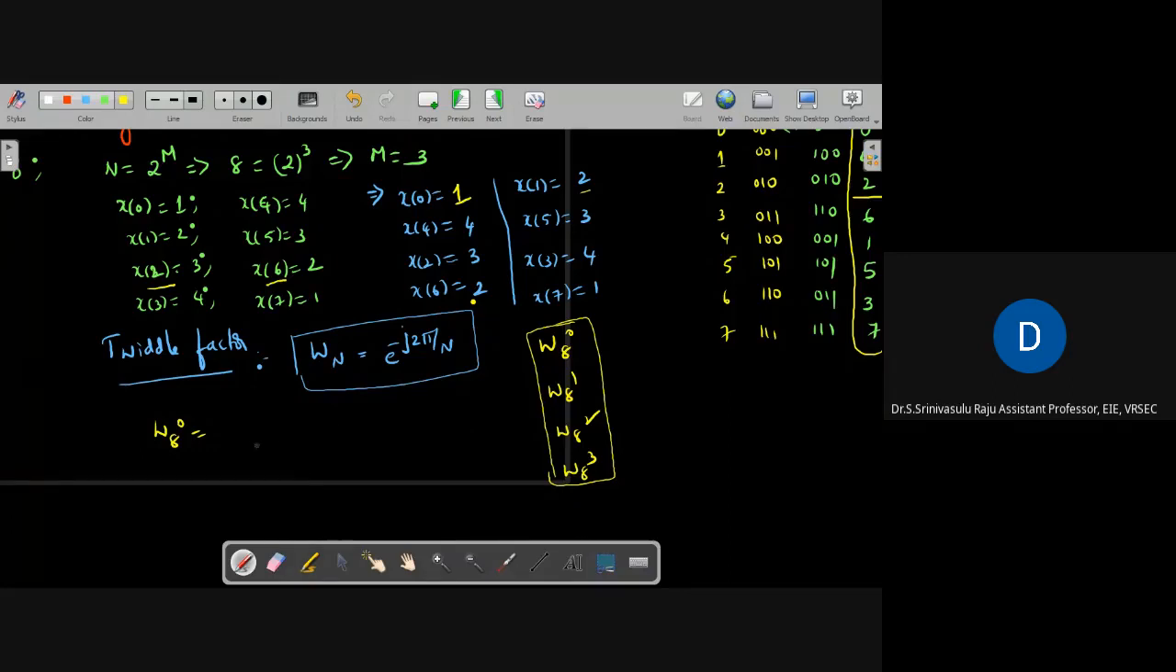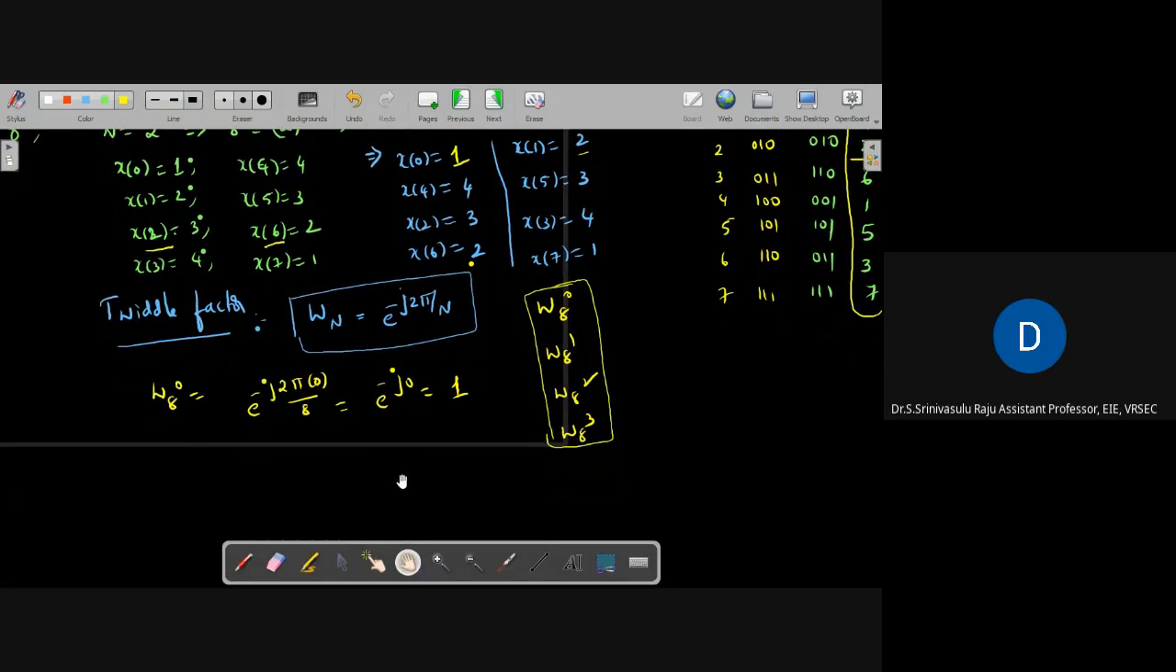W8^0 means e power minus j 2 pi times 0 divided by 8, where small n is 0. The value e power minus j 0 is 1, so W8^0 is 1. Is this clear? If you are having any confusion, just memorize these four values. W8^0 is equal to 1. How do we arrive at it? If we substitute small n equal to 0, we get this value.